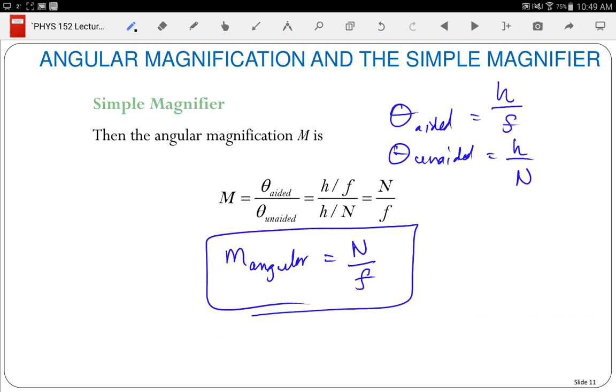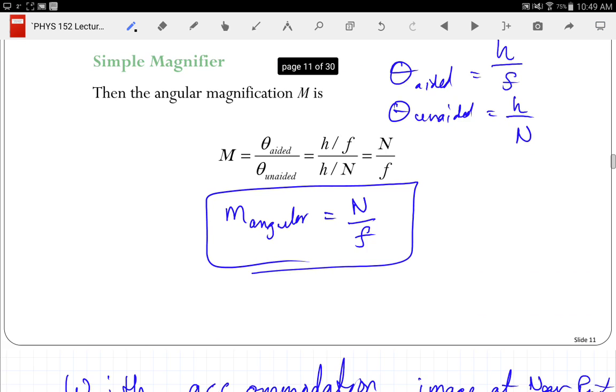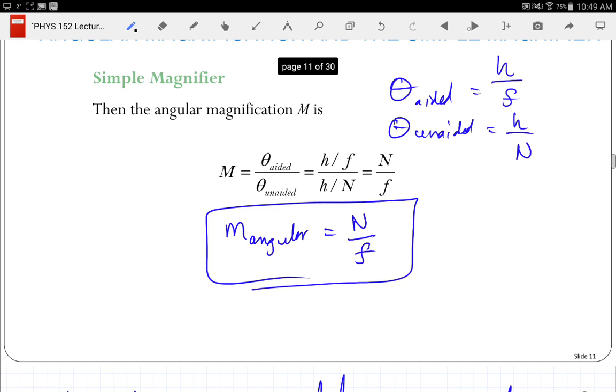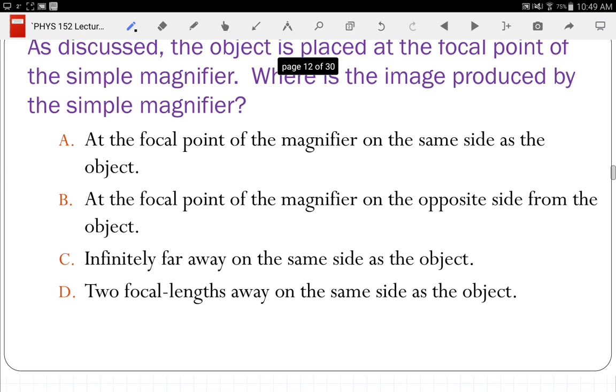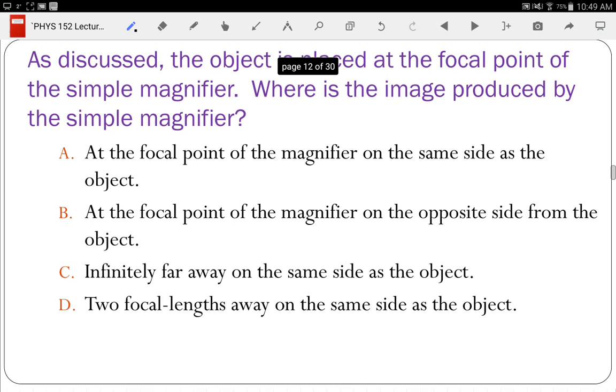That make sense? Okay, now we have the clicker question. As discussed, the object is placed at the focal point of the simple magnifier. Where is the image produced by the simple magnifier? That was for the unaccommodated viewing.